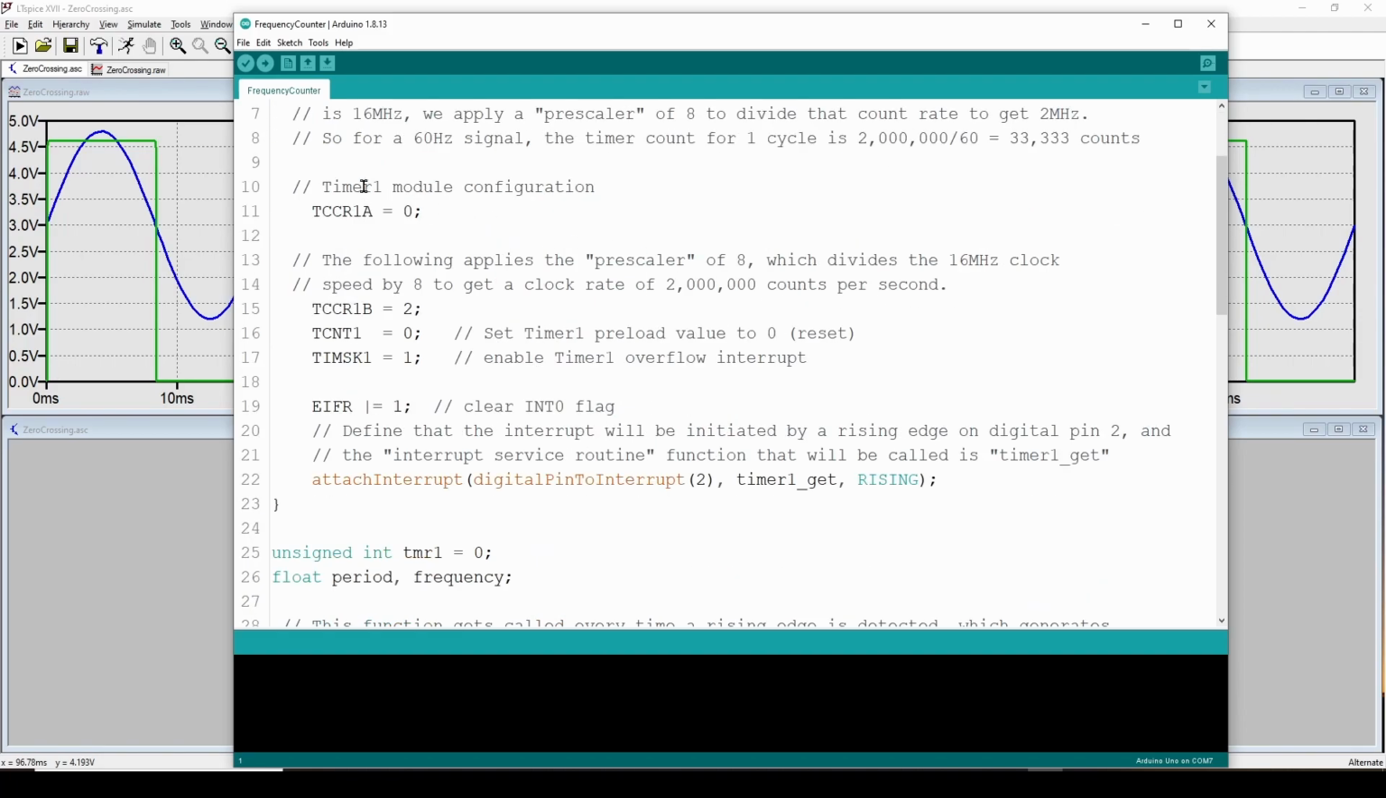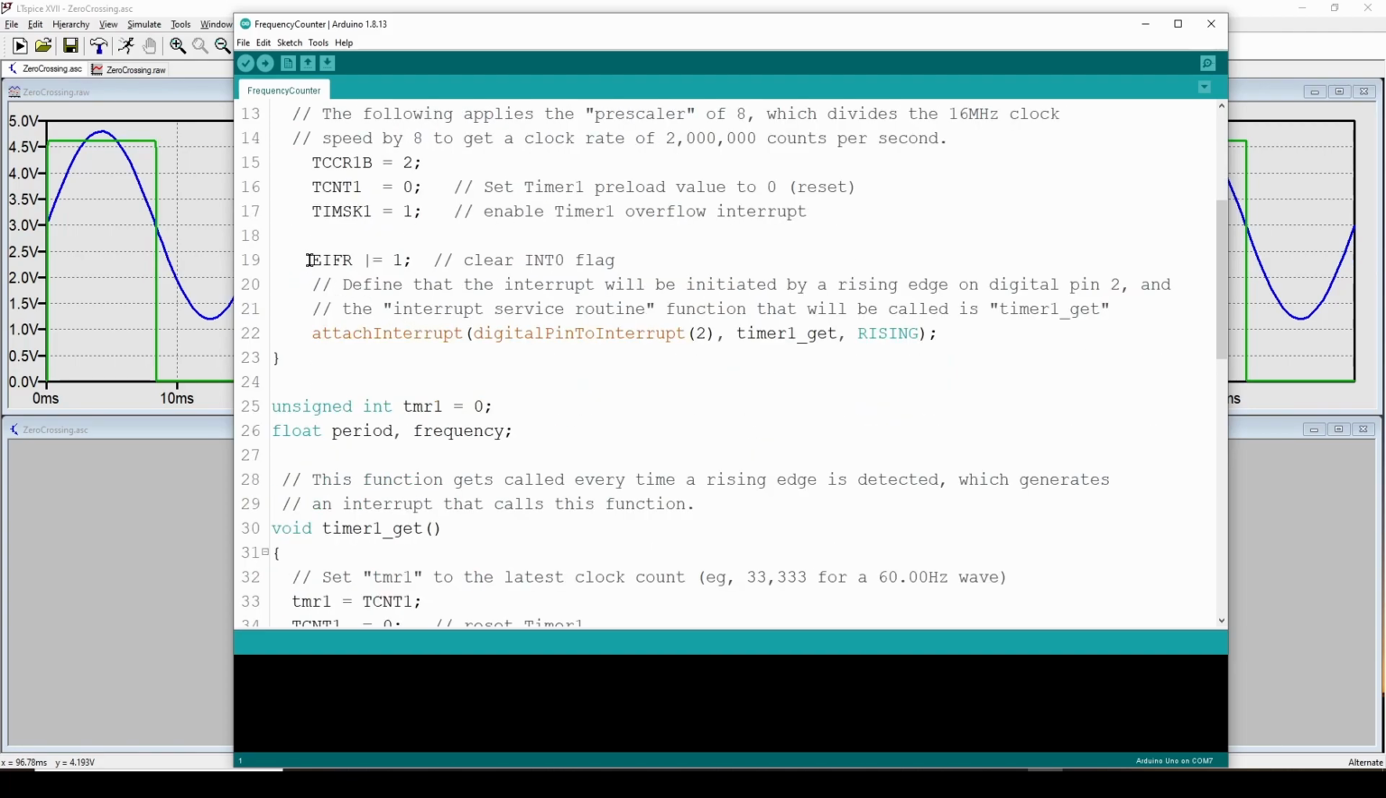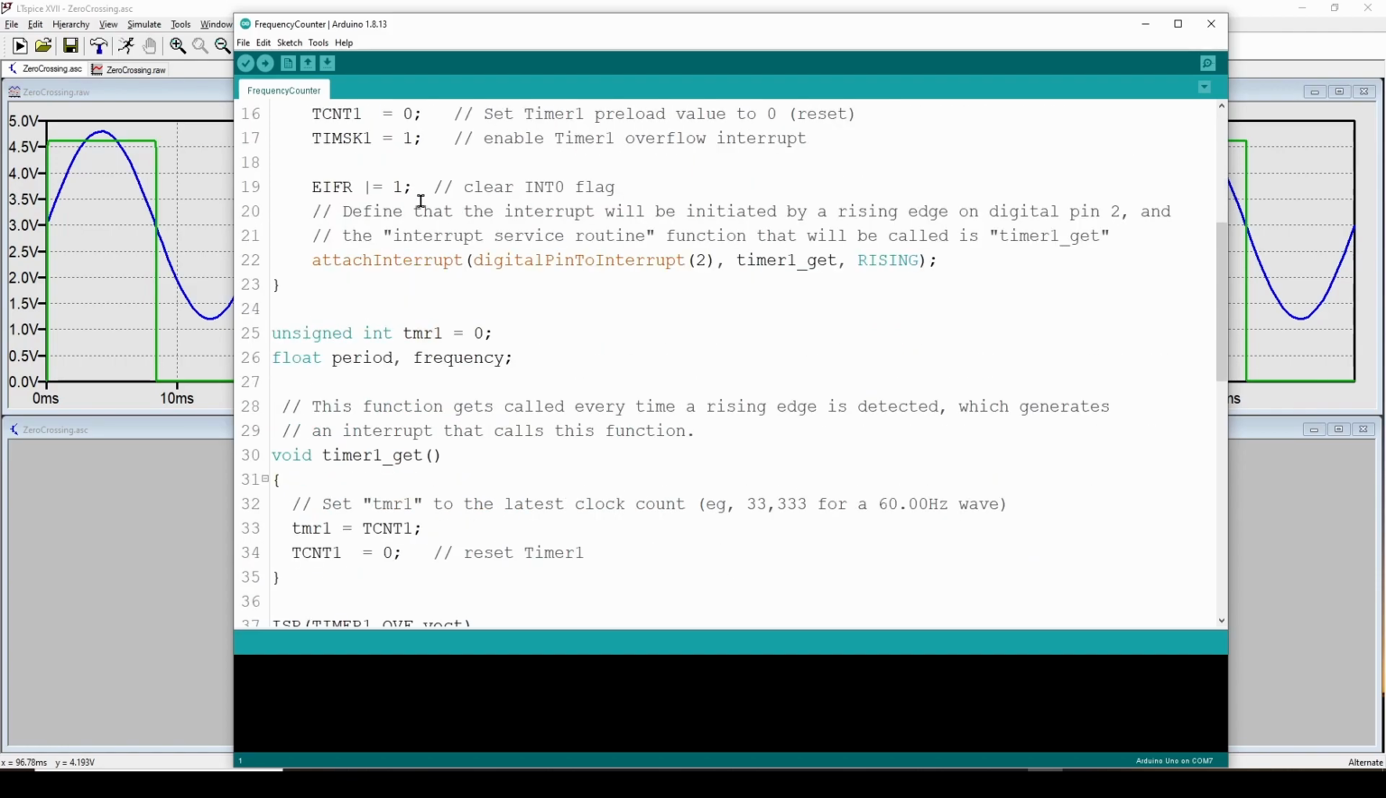So the first thing we have to do is configure this Timer1, and we use this TCCR1A = 0. Honestly, I forget. It's been a while since I did this, but you have to set this up. And the next line sets up this prescaler: TCCR1B = 2. TCNT1 = 0 preloads a value of 0 to Timer1, which does a reset. And then TIMSK1, which is an internal Timer1 overflow interrupt, which when it overflows, does an interrupt. Again, you can look into the details of that. And then there's an EIFR = 1, which clears this internal INT0 flag. So this is all configuration stuff you need to do, and this is just copy and paste.